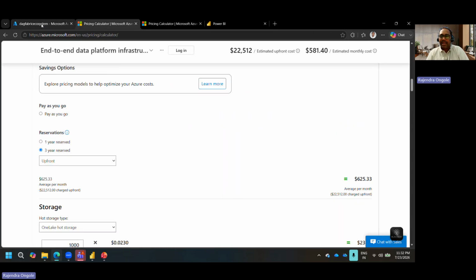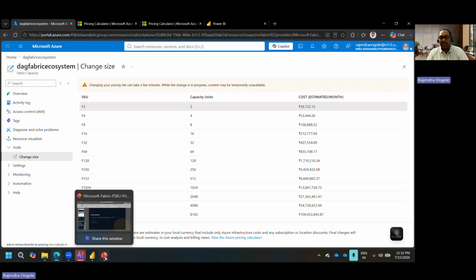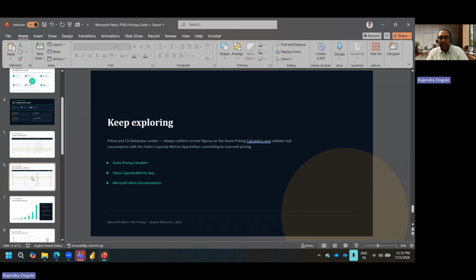Azure calculator, price calculator. Before moving on to the price calculator, this is how the changing of capacities works. You can see SKUs available. F2, capacity unit 2, the charge is 26,000 INR. We already discussed what the charges are in dollars also. This is the slide which works, so let me showcase it to you.